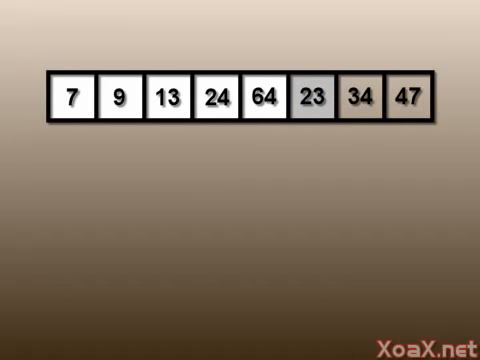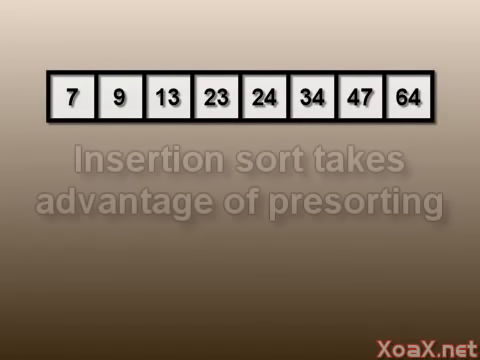Moving on to the sixth element, we have 23. This is smaller than 64 and 24, so it gets inserted before those. With 6 sorted elements, we move on to the seventh, which is 34. 34 is smaller than 64, but bigger than 24, so it gets inserted between them. Now we have all of the elements sorted except the last one, which is 47. After 2 comparisons and 1 swap, the entire array is sorted.